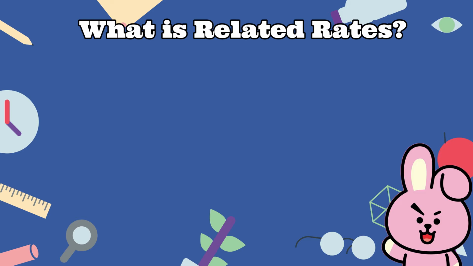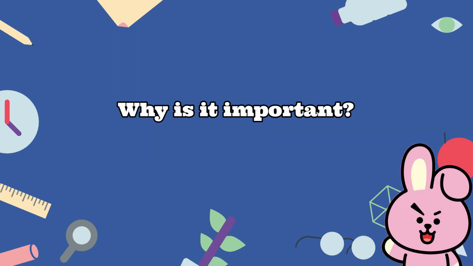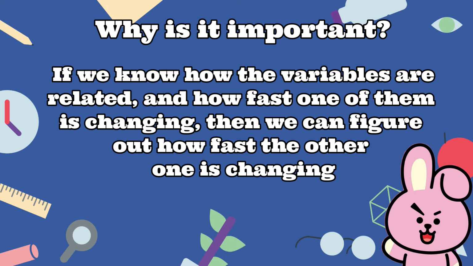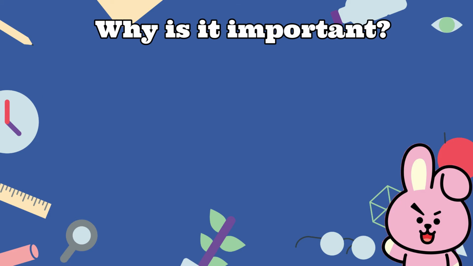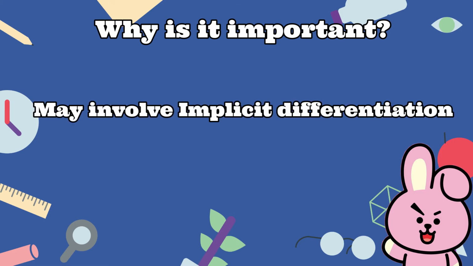So, what exactly is related rates? We can say that related rates are usually problems that involve two or more variables that change at the same time, possibly at different rates. Why is it important then, you might ask? Well, if we know how the variables are related and how fast one of them is changing, then we can figure out how fast the other one is changing as well. This usually involves writing an equation relating the two variables and taking the derivative of the equation with respect to time. Implicit differentiation is also often used when trying to solve related rates problems.